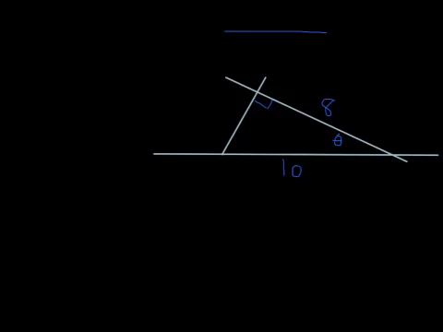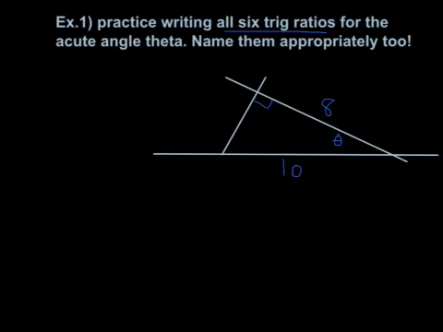Now here's your first example to maybe try on your own, or to work along with me here. You can pause if you'd like to try to write the 6 ratios for angle theta. Here's theta. And so perspective matters here relative to this angle. Sine of angle theta has a certain value, cosine of theta. All of these are ratios that hopefully you're familiar with.